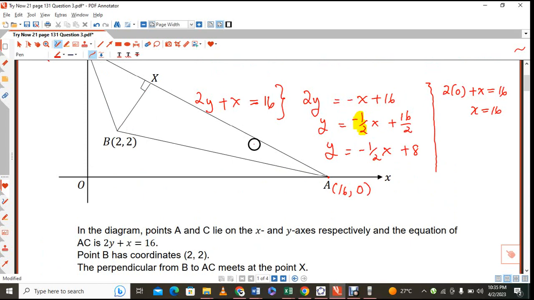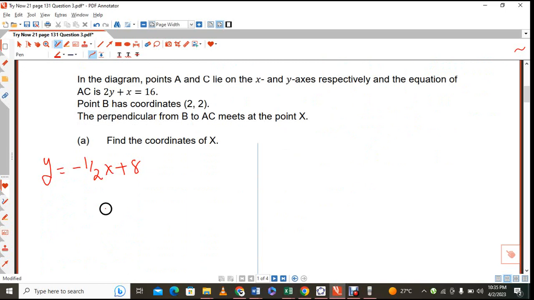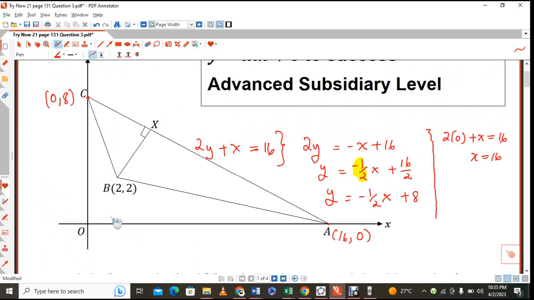So we'll just write here that the gradient of BX will equal 2, because perpendicular gradients, when you multiply them, give you a product of -1. So now that we have that, what does it leave us with? It leaves us to find the equation. Remember, we need to know the equation of this line BX. So it's y equals 2x, the gradient, but we also want to know the y-intercept.